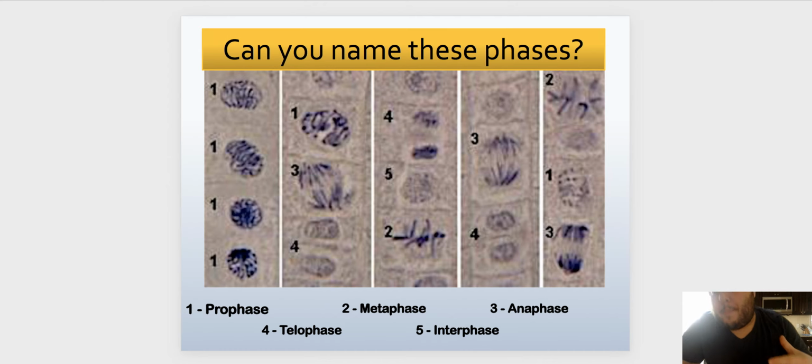So yesterday we spoke about mitosis. We spoke about interphase. We spoke about prophase, metaphase, anaphase, and telophase. Please make sure you know what each of those are, what happens in each of those phases, and how to identify them if you needed to.